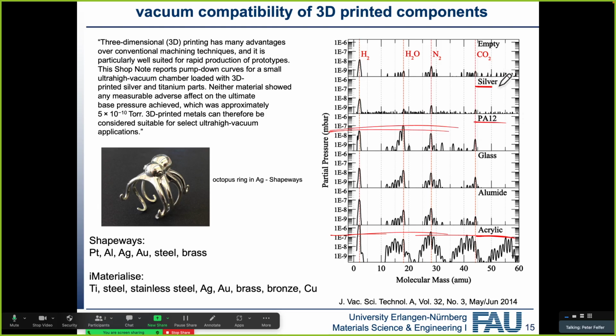But if you have metallic 3D prints, here the example is silver, then you have relatively little issue. And the residual is the residual that you always have, which is hydrogen, which comes from the chamber. We haven't yet used a lot of 3D printed parts in our systems, but that might change.